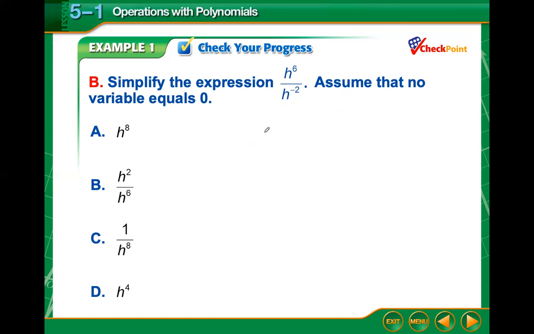All right, so what we have here is a negative 2, so using the negative exponent property, that would move to the numerator. Using a product of powers, I'm going to add my exponents to get h to the 8th, which is a.